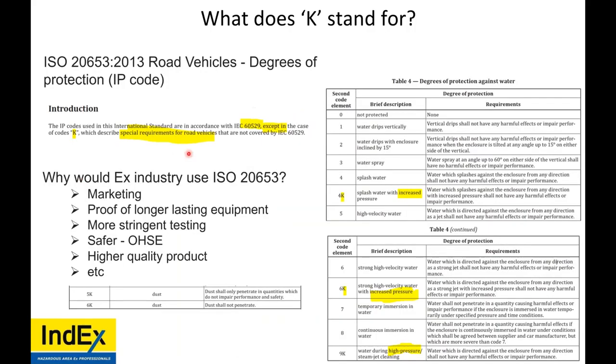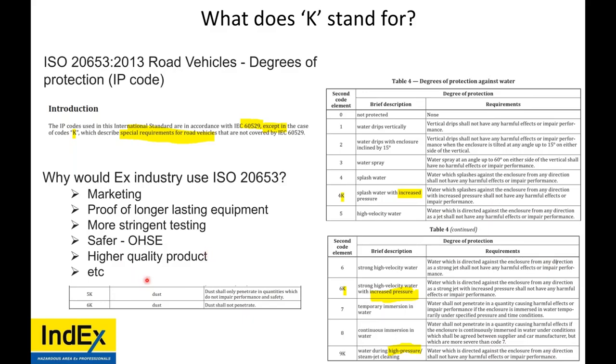Now, this standard says specifically IP codes are derived from 60529 except where K is called for, which describes the requirements for road vehicles. Now, why would the EX hazardous area industry use this standard? Marketing, obviously. Proof that their equipment is longer lasting, that it's gone under more stringent testing, it's safer. No water, no dust getting in, health and safety and environmental protections are even greater. It's a higher quality product.